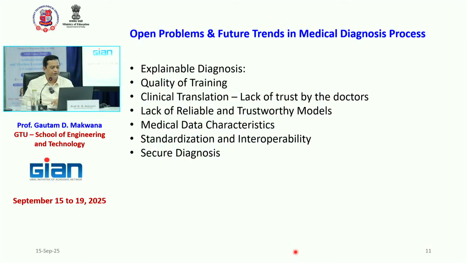Now these are the open issues and the future plan in the medical diagnosis process. We require explainable diagnosis. If the doctor is not able to understand how the prediction comes, then no one will trust it, because as patients, we will ask the doctors, not the AI.